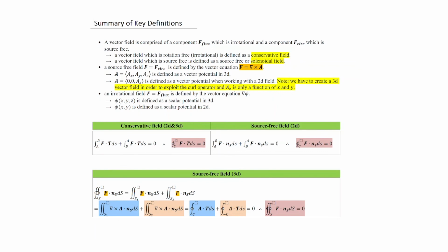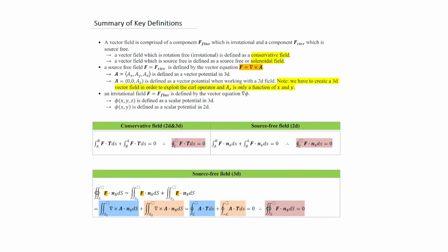A source-free field, that is F is equal to F circ, is defined by the vector equation F equals the curl of some vector potential A. And what does A look like? Well, A has an X, Y, and Z component if we're talking about a 3D problem. On the other hand, if we're dealing with a 2D problem, then we assign a fictitious Z component to the vector potential. And so you have 0, 0, A of Z. But the vector potential A of Z component can only be a function of X and Y, since we define this as being a 2D problem.